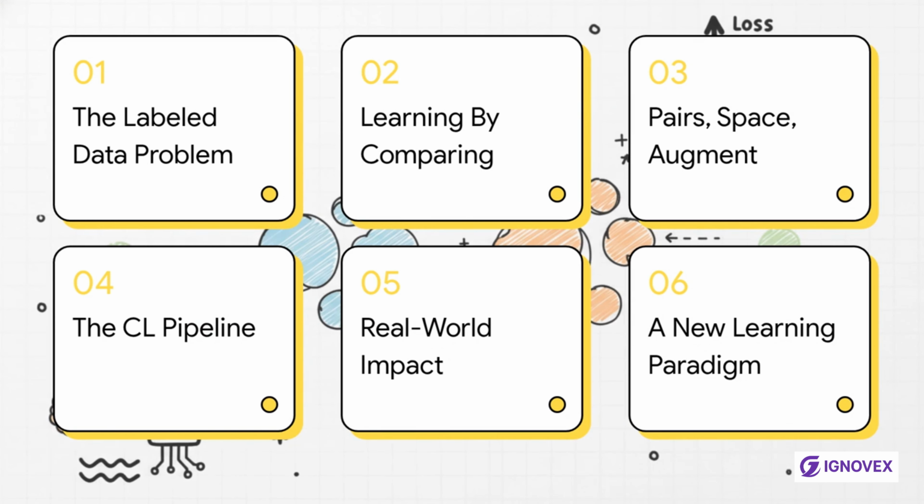So here's the game plan. We'll kick things off with the huge problem that contrastive learning was basically invented to solve. Then we'll dive into its core idea, learning by comparing. After that, we'll look at the key building blocks, the whole pipeline, and then explore its real-world impact and why it's really a brand new way of thinking about AI.